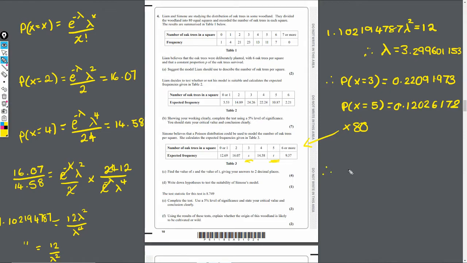So therefore, s is equal to the probability of x equals 3 times 80. I'm not going to write all this out again. I'm just going to do the calculation and then round it to 2 decimal places. So that'll give me 17.67. And then t, same again, it'll be the probability with x equals 5, times that by 80, and that's my value, just round it to 2 decimal places. And if you do that, you'll get 9.62. Okay, so there we go, we've got the values for s and t, both to 2 decimal places. So let's clear all that.